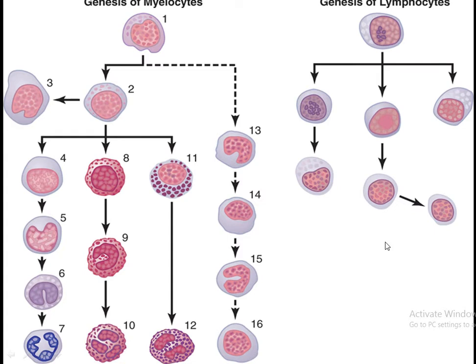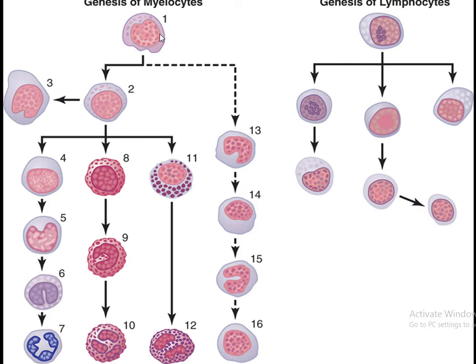Now I have named them one by one. Number one is the myeloblast, number two is the promyelocyte, then we have number three megakaryocyte, neutrophil myelocyte, young neutrophil metamyelocyte. Number 6 is the band neutrophil metamyelocyte. Number 7 is polymorphonuclear neutrophil.